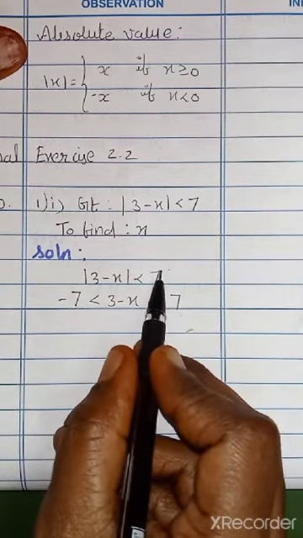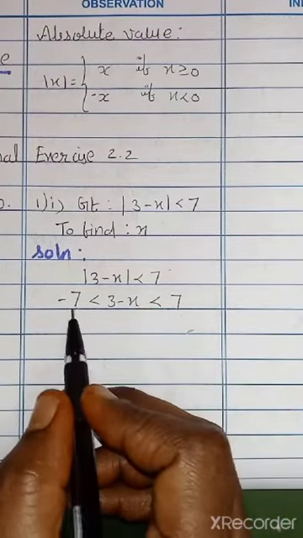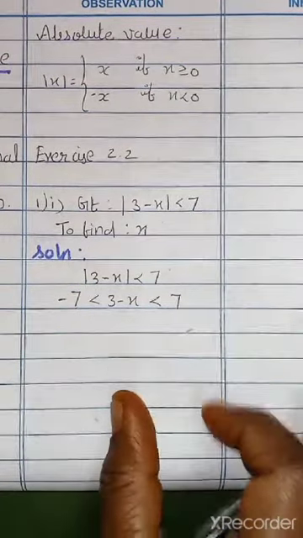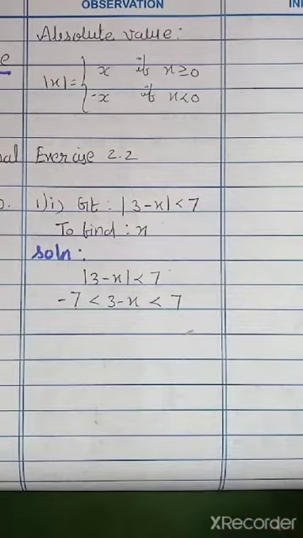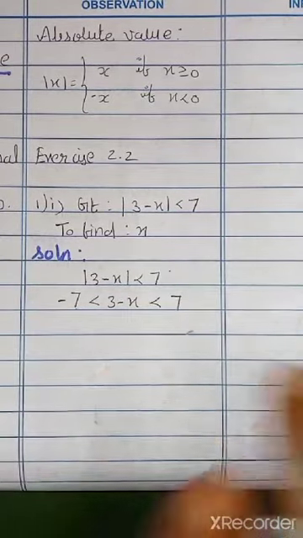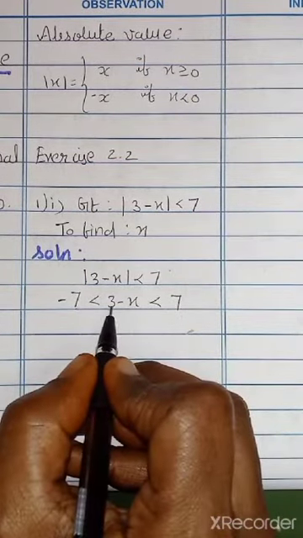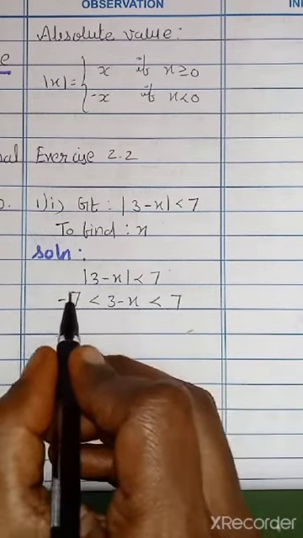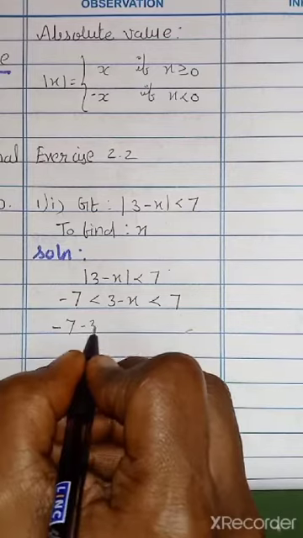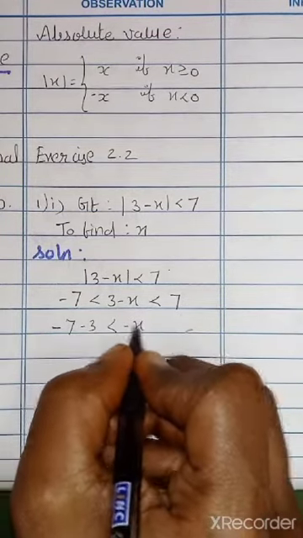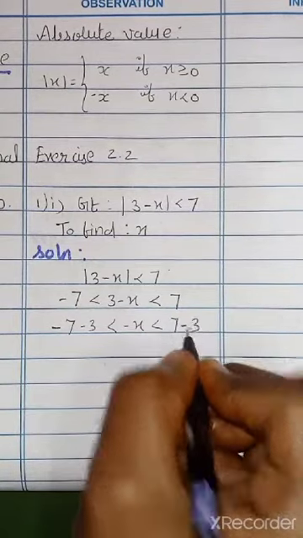Since it is given as 7, we will take minus 7 and plus 7. Suppose if it is 5, this is minus 5 and plus 5. So keep x in center, take all remaining terms to your left-hand side and right-hand side. First we can take this 3 to this side. When we take 3 to this side, it will become minus 3. So minus 7 minus 3 less than minus x, less than 7 minus 3.